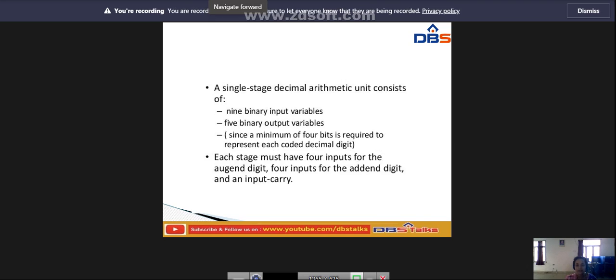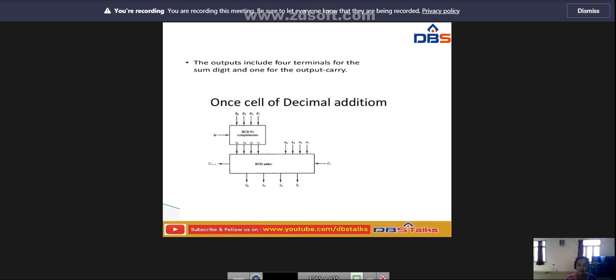In this, a single stage of the decimal arithmetic unit consists of 9 binary input variables and 5 binary output variables. Since a minimum of 4 bits is required to represent each coded decimal digit, each stage must have 4 inputs for the augend bits, 4 inputs for the addend digit bits, and an input carry. The output includes 4 terminals for the sum digit and 1 for the output carry. So this is the diagram, one cell of the decimal addition.